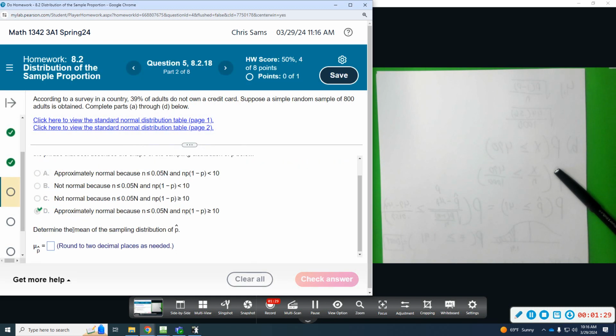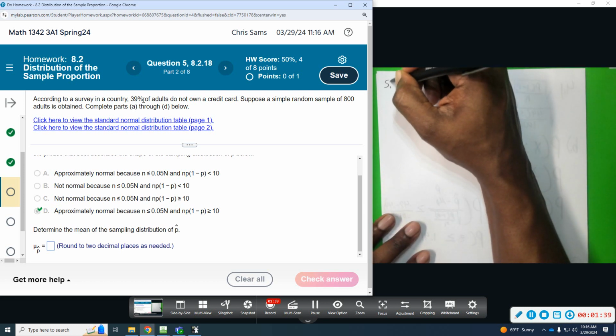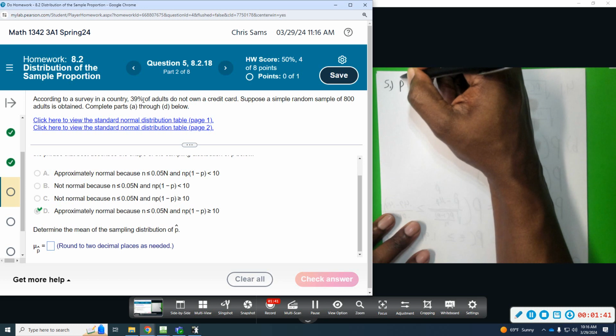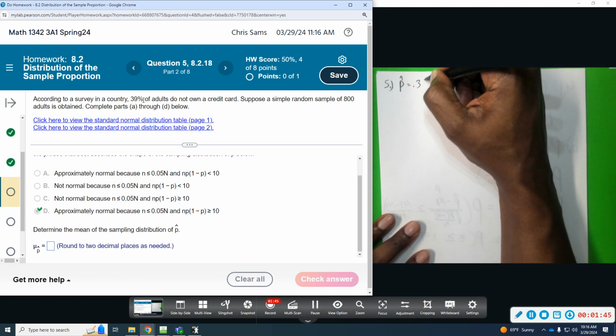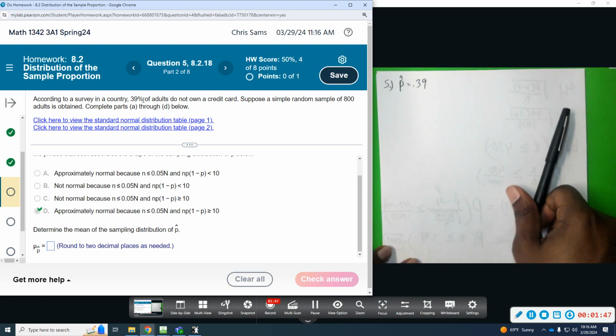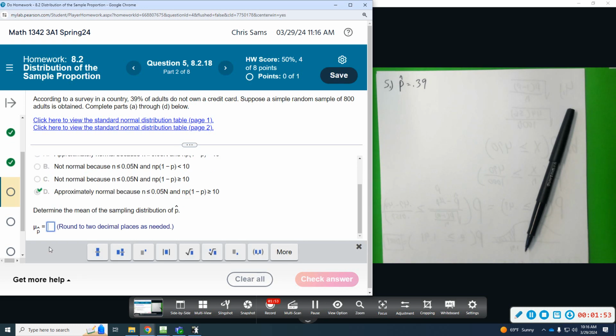Alright, so we're going to determine the mean. Once we have the proportion, which is 39%, that's basically saying that P hat is 0.39 as a decimal. So that's the same as the population proportion. So P and the sample mean are going to be the same. So 0.39 is what we're looking for here.